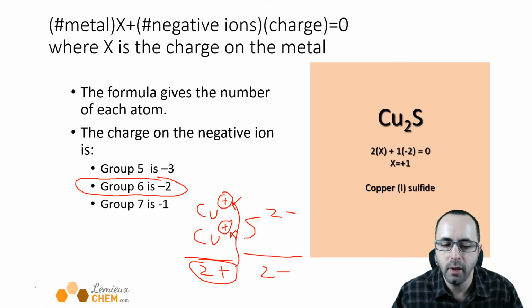Again, the 1 does not mean that there's 1 copper in the formula. See, there's 2 here. What it means is the charge of the copper is +1.